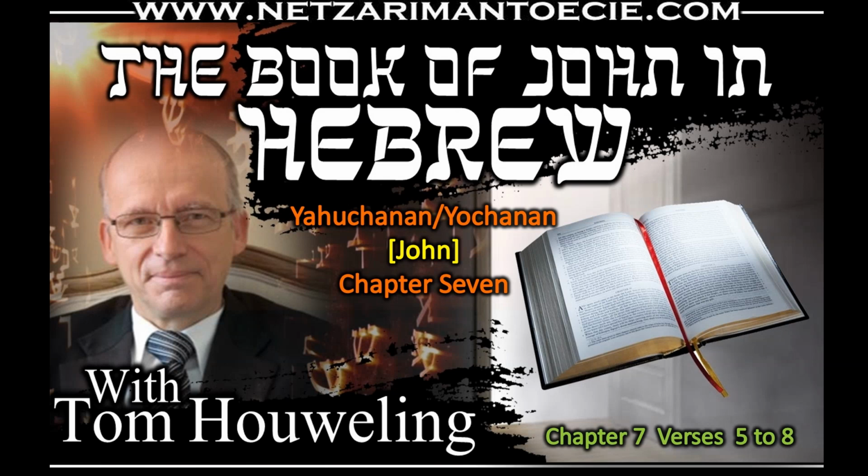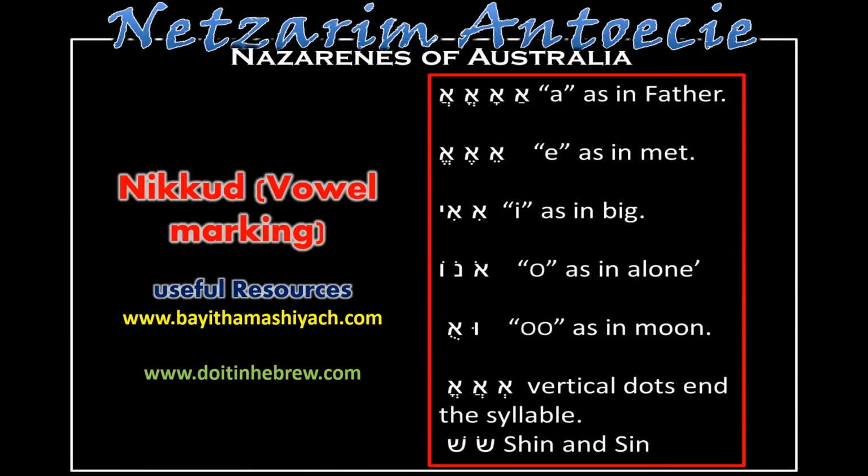And today, as we did last week, we began chapter 7 of Yehuchanan or Yochanan in the modern Hebrew, or John in English, and we will cover verses 5 to 8. So let us begin. And as you can see, we have a vowel marking chart.